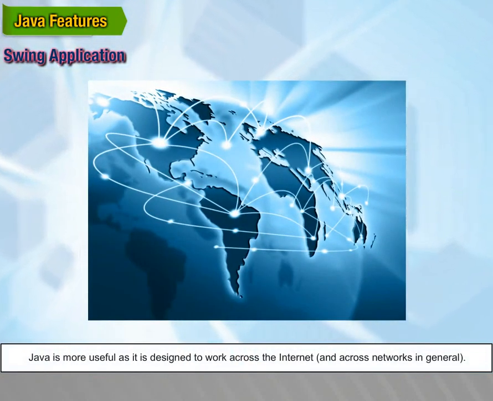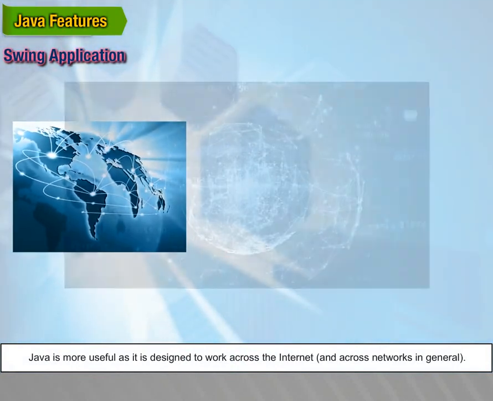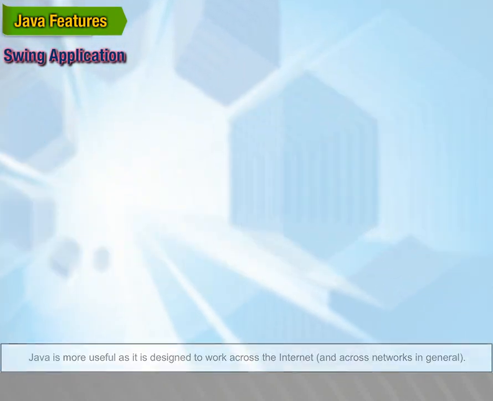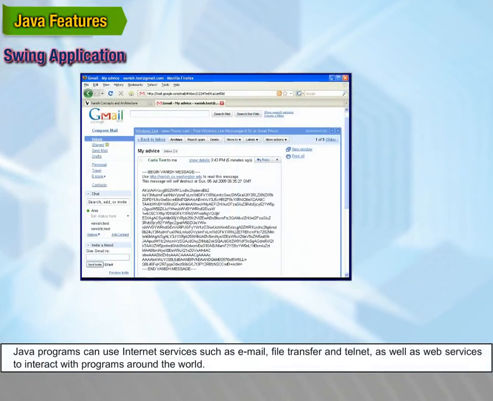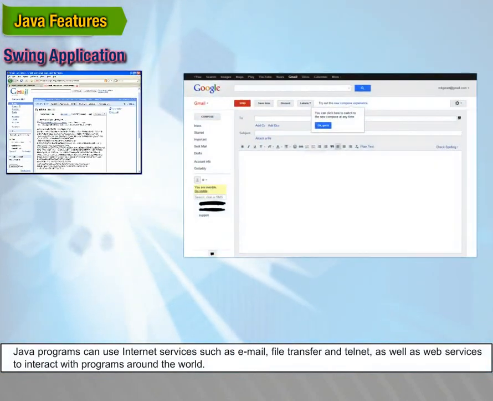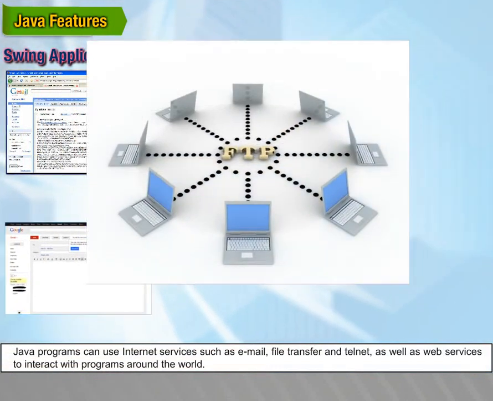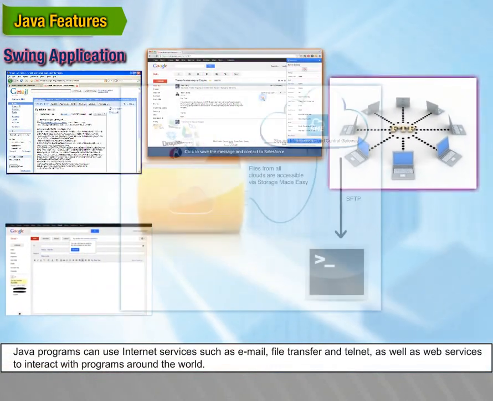Java is more useful as it is designed to work across the internet and across networks in general. Java programs can use internet services such as email, file transfer, and telnet, as well as web services to interact with programs around the world.